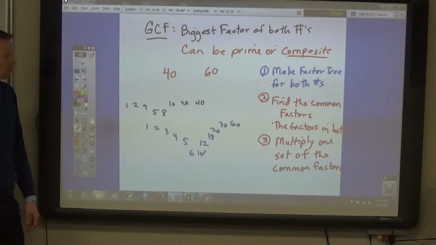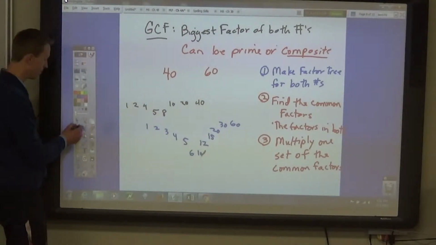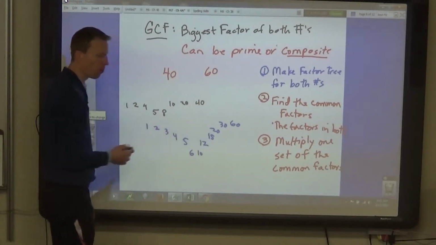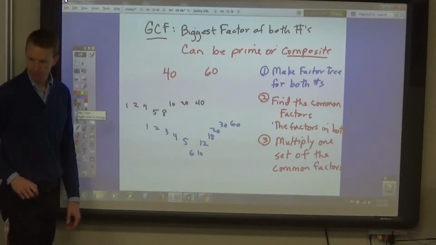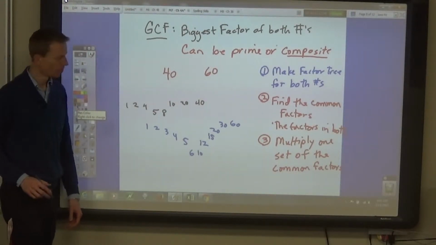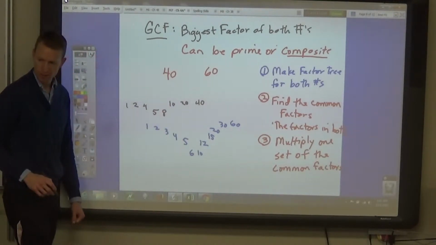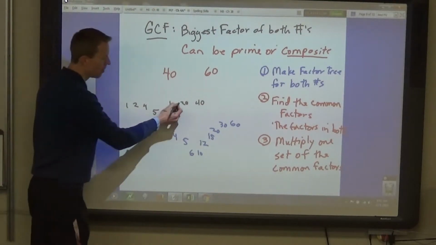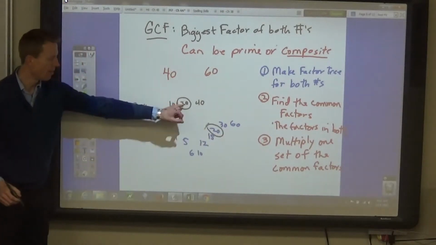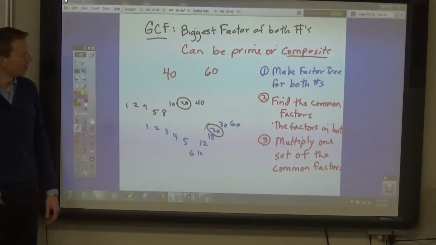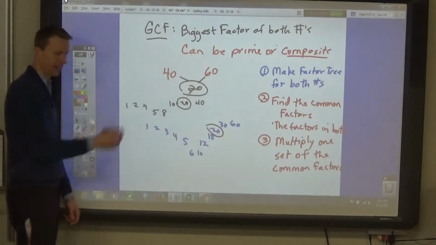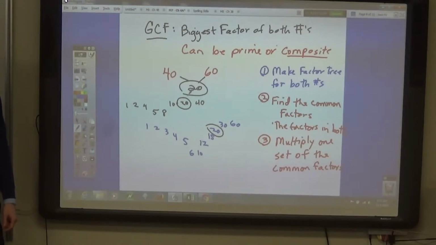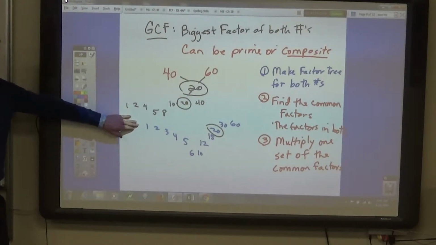Okay? Now, what's the greatest common factor? Well, look at the biggest number in both lists. There's 20 in both lists, right? Sorry about my handwriting on that one. So the greatest common factor is 20. How do we know? We just listed them all and found it. Okay?